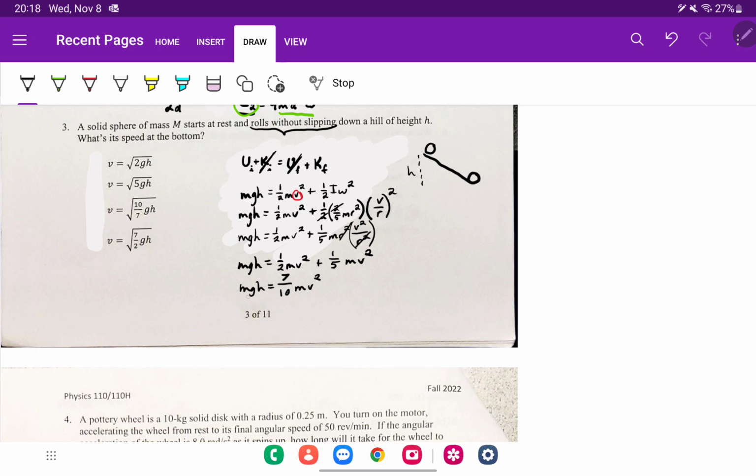If I look at this now, I see I have an m on both sides of my equation. So if we divide by m on both sides, we can get rid of that. Now I'm just left with gh equals 7/10 v squared. Need to solve for v, so I'm going to multiply by 10 over 7 on both sides. So v squared is equal to 10 over 7 gh. And if I take the square root of both sides, v equals the square root of 10 over 7 gh. And if we look, boom, we got answer C right there.